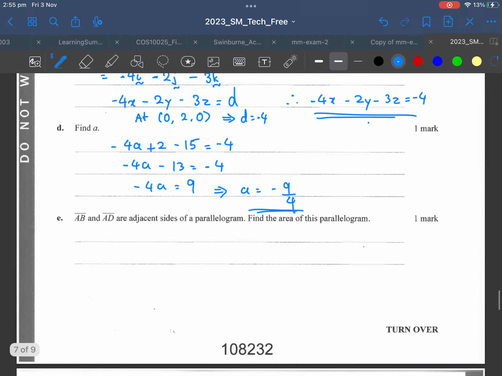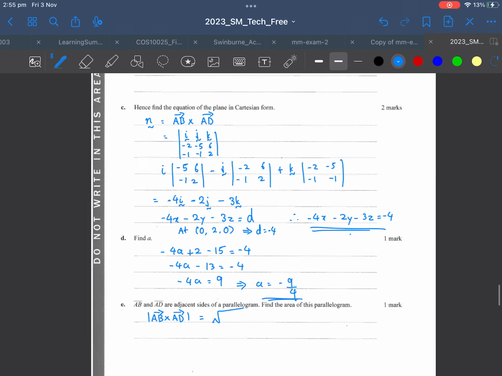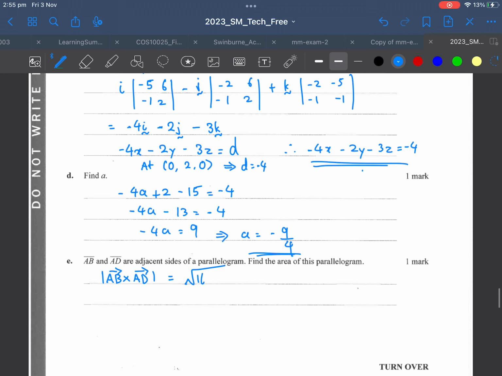Alright, so AB and AD are adjacent sides of a parallelogram. Find the area of this parallelogram. So in that case, we just have to find the cross product of this and that, and we just have to find the magnitude of that. So we already have the cross product. So that would be 16 plus 4 plus 9. So we'll get square root of 29. So that should be the answer.